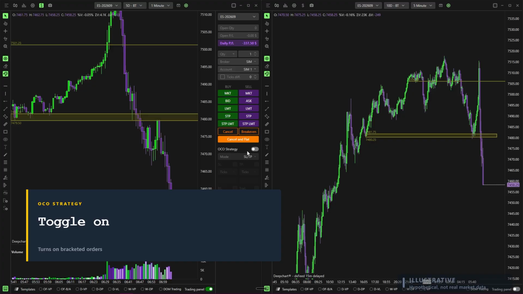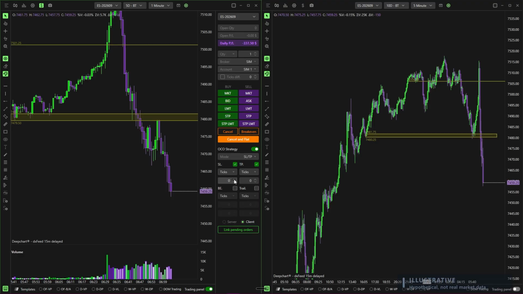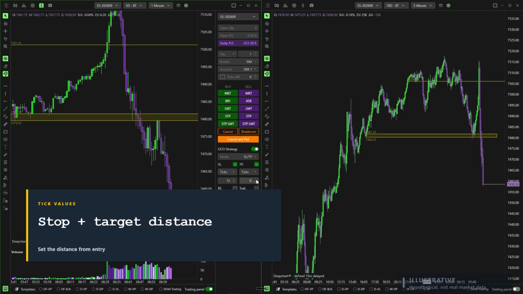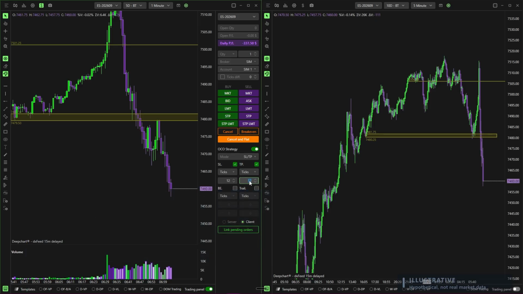In the panel, we're going to toggle on OCO strategy. We're going to activate a stop loss as well as a take profit. And for our stop loss, let's use 8 ticks. Let's go 12. And for a take profit, let's do 40.